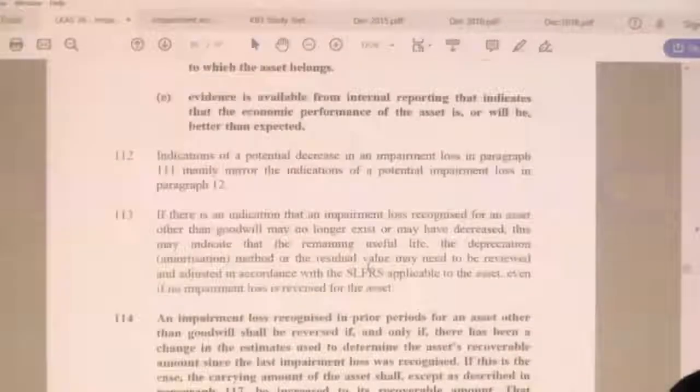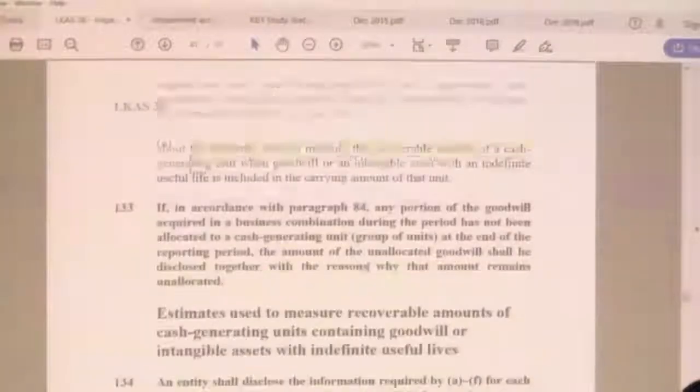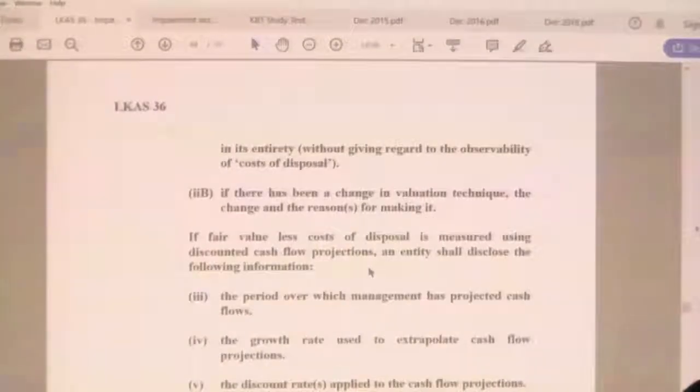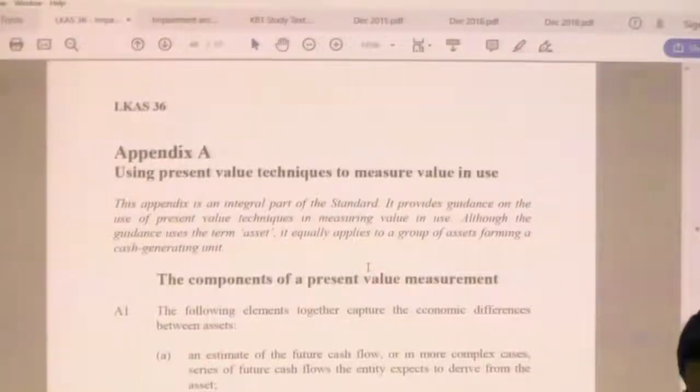So if you come to me tomorrow, I can't remember these things. Why? I can't remember all these sections in my head. That's why I have a standard book. That's why the examiner is allowing you to bring this standard book to the exam hall. Right, appendix A17.